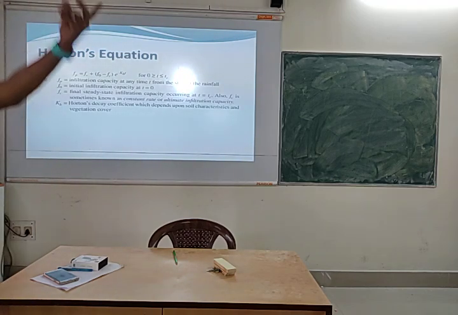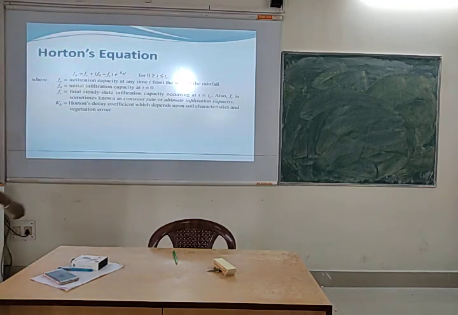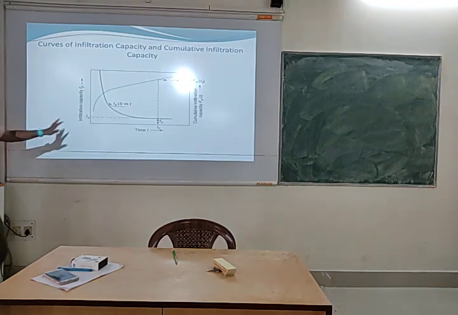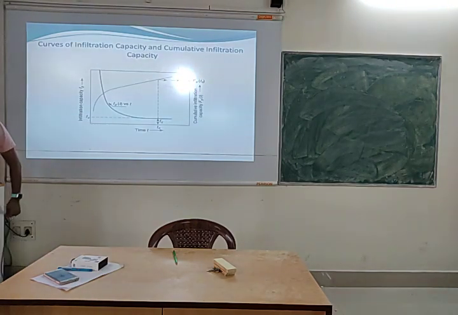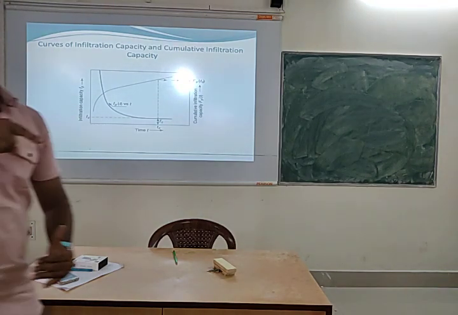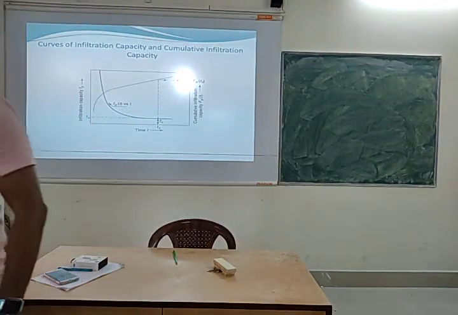So initially the infiltration rate... this graph is showing nothing but this. This graph is showing, with respect to time, what the infiltration capacity will be. Initially infiltration capacity will be higher, gradually it will decrease, and after a certain time it will be a steady infiltration.